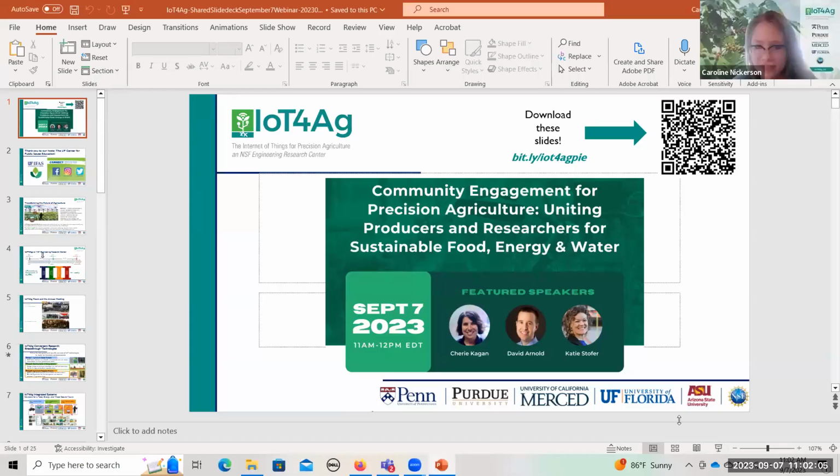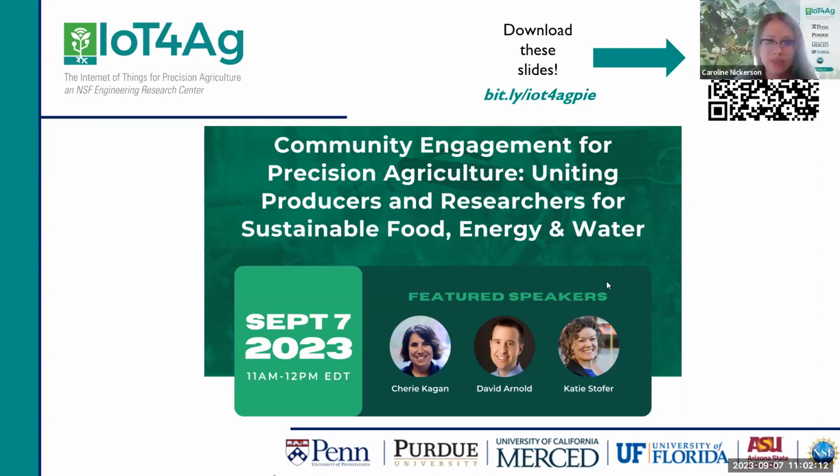I'm Caroline. I'm the graduate assistant working on the community engagement team for the Internet of Things Precision Agriculture Project with the NSF. You're going to learn all about that today with our awesome panel. I'm going to be sharing my screen now just to welcome us all in, get you all oriented. You're able to download these slides if you'd like. I'll put the link in the chat. We will be able to push this out.